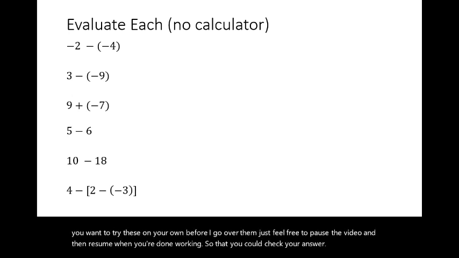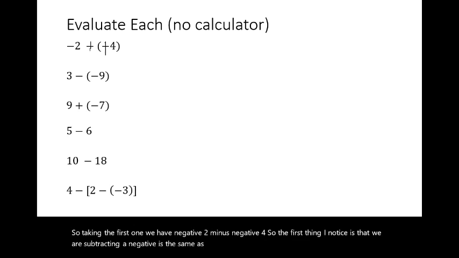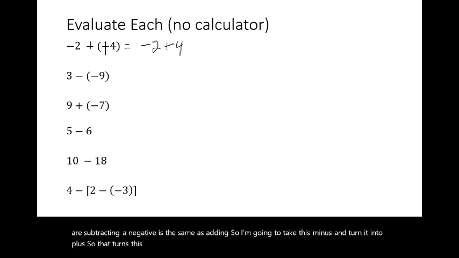Taking the first one, we have negative 2 minus negative 4. The first thing I notice is that we are subtracting a negative. Subtracting a negative is the same as adding. So I'm going to take this minus minus and turn it into plus. That turns this into negative 2 plus 4.